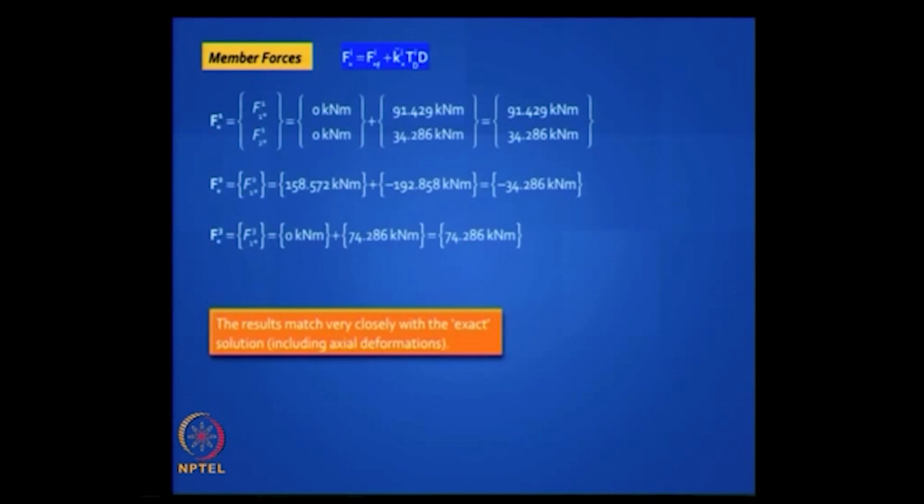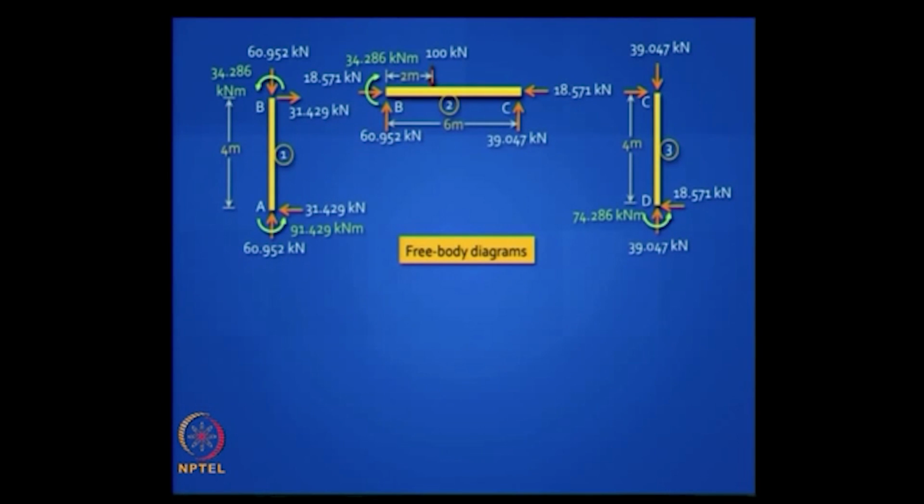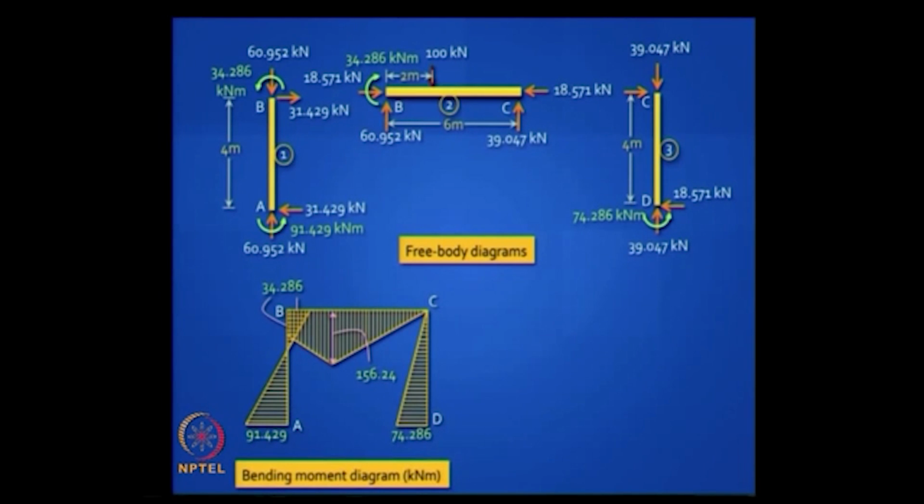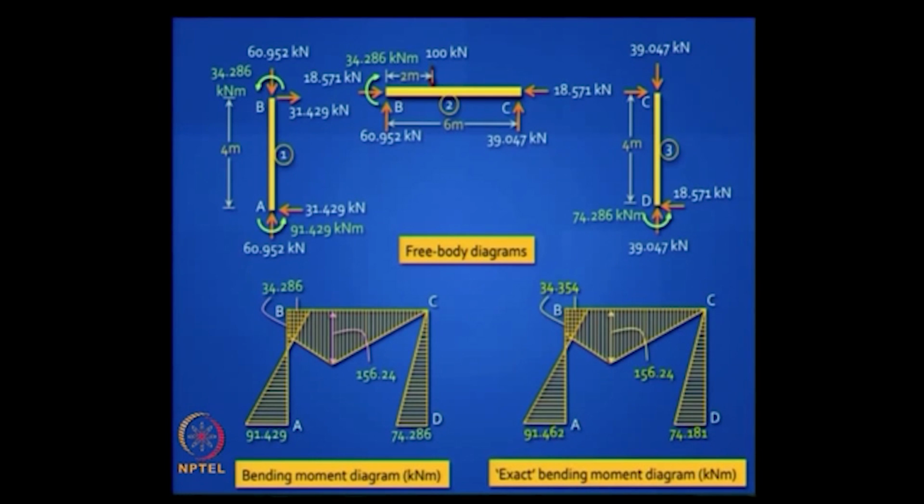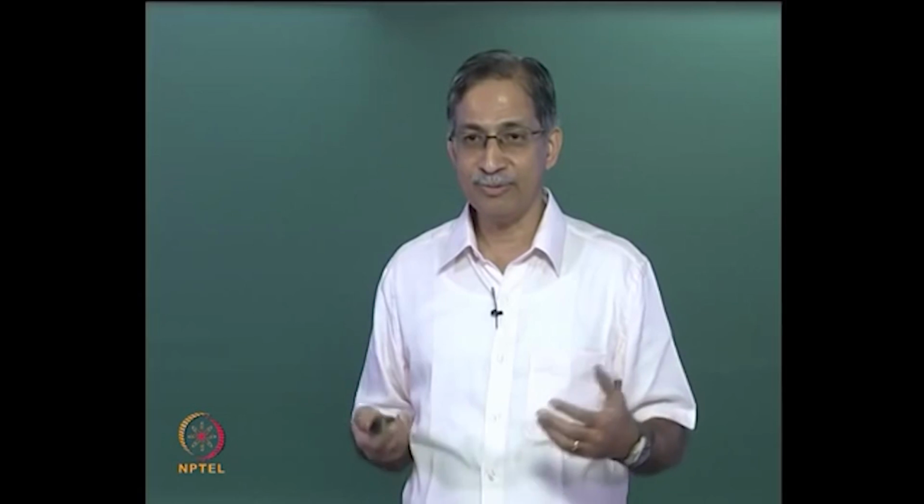Okay. So member end forces, calculate, these results also match with what you got earlier. Draw the free body diagrams. Bending moment diagram, final comparison. Some minor error, but certainly no major error. Is it clear? So with this we have covered reduced element stiffness method as applied to frames. Clear? Thank you.